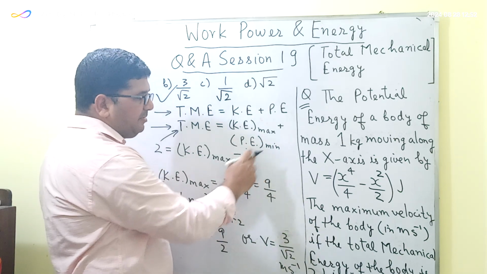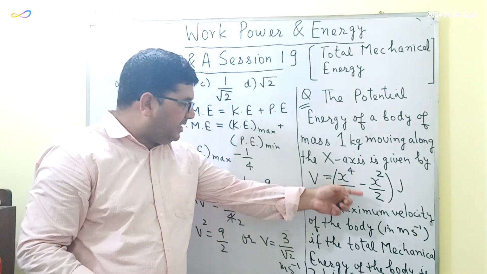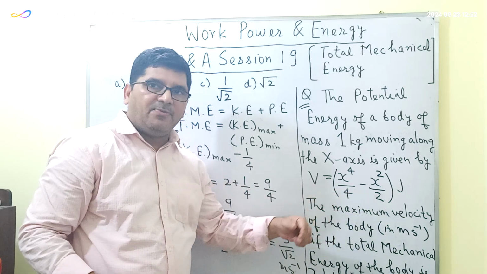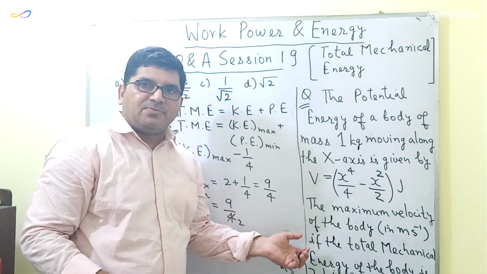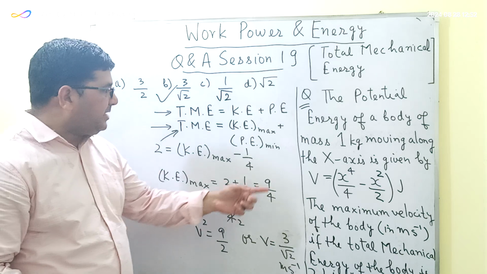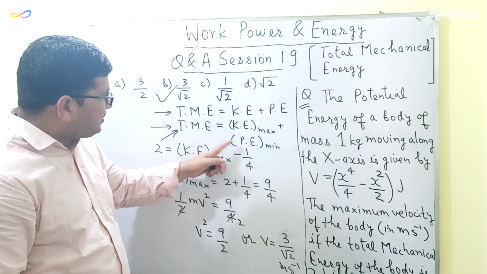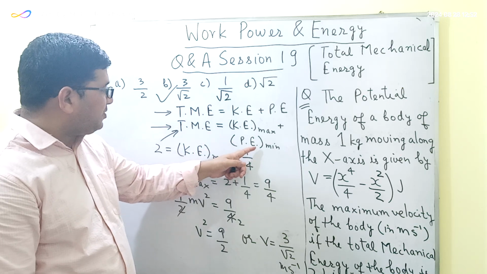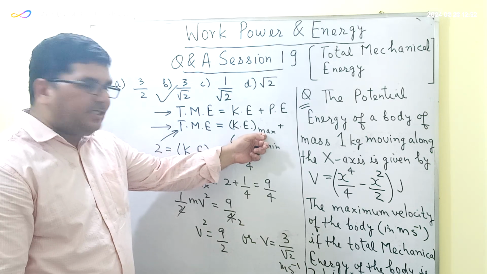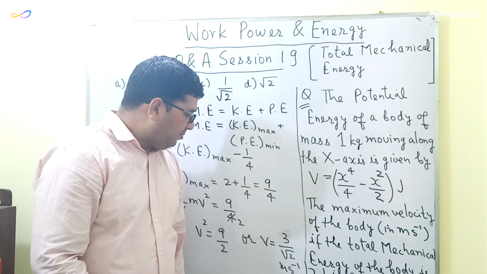So for finding the minimum potential energy, I have differentiated this equation with respect to x. Then I found the values of x at which I have found the values of the potential energy, and out of that I found the minimum potential energy, which was substituted in this equation. So by substituting the value of minimum potential energy in this equation, we found the value of maximum kinetic energy, and thereafter we were able to find the maximum velocity, which was equal to 3 upon root 2 meters per second.